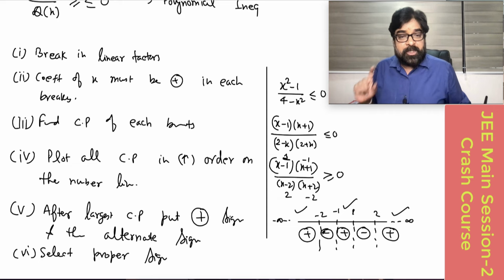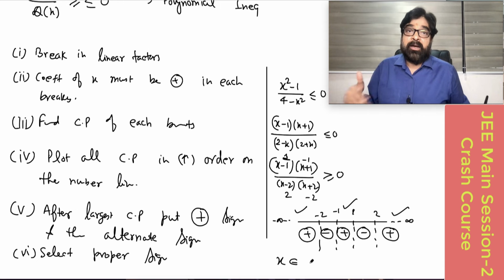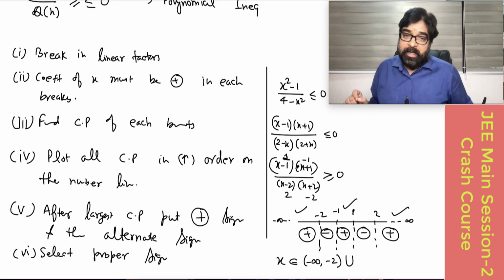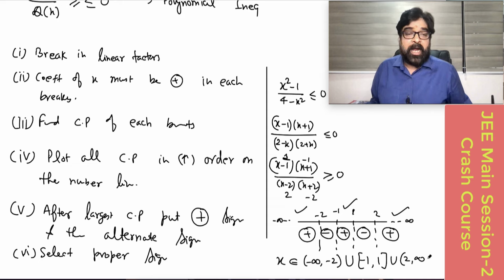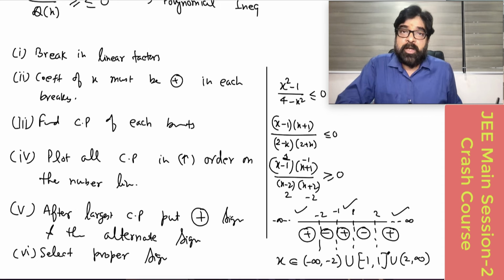That's all. Question over. Your answer is that x should be between minus infinity to minus 2, or this or this. So x belongs to minus infinity to minus 2. Think carefully: minus 2 is a denominator critical point, so it will always be open. Union minus 1. Minus 1 can happen because the numerator can be 0, and then only it will be 0. So minus 1 closed, 1 closed. Union 2 open, a denominator critical point. And infinity and minus infinity are always open. This is the answer. I am sure everybody understood the point.